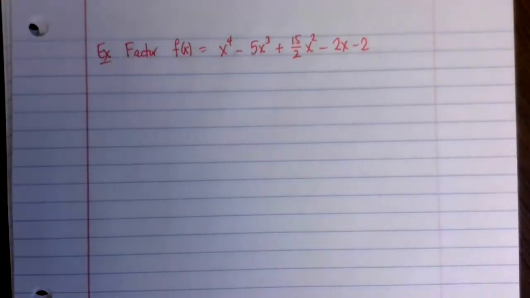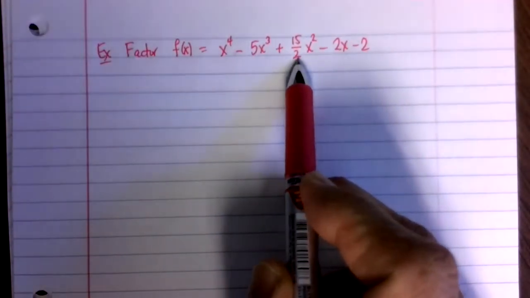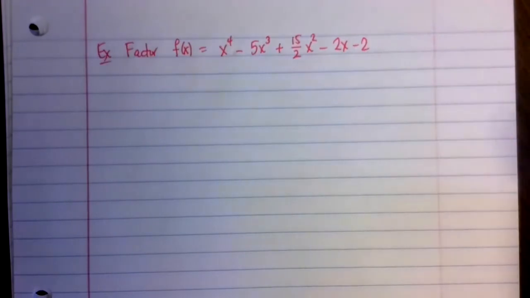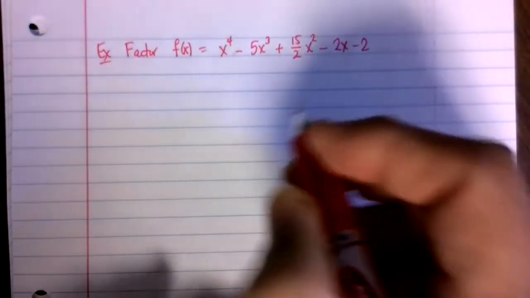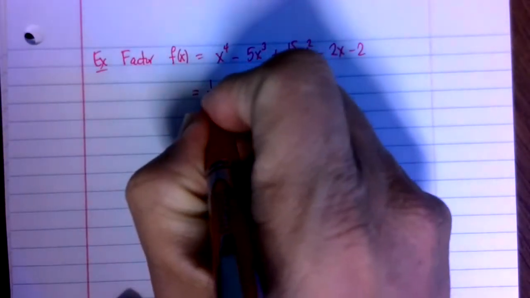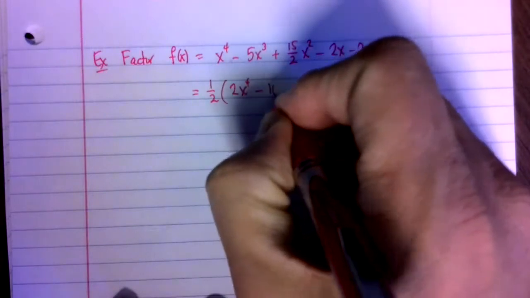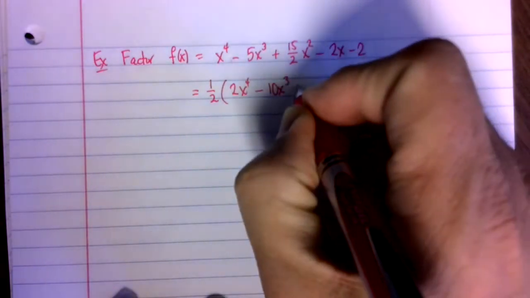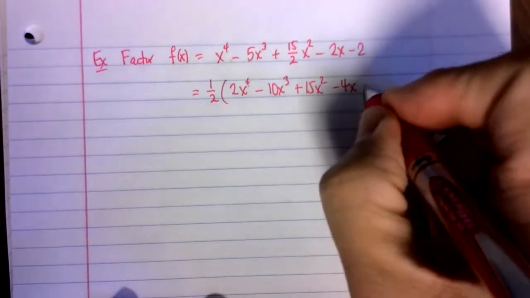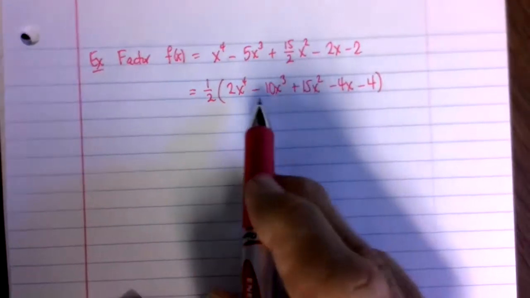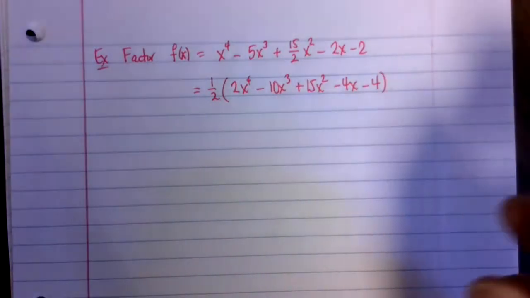However, before we do that, notice that there is a coefficient here that's not an integer. And so I can't use the rational root test yet because of this term here that's not an integer. What I need to do first is factor out that half. So 2x to the fourth minus 10x cubed plus 15x squared minus 4x minus 4. I can then apply the rational root test on this new thing inside the parentheses.